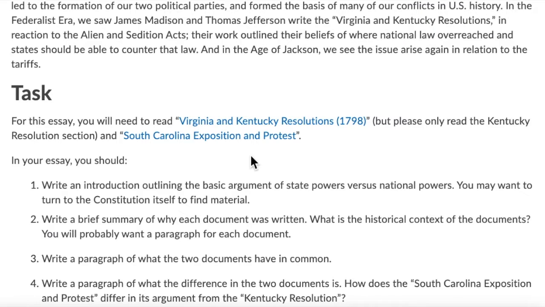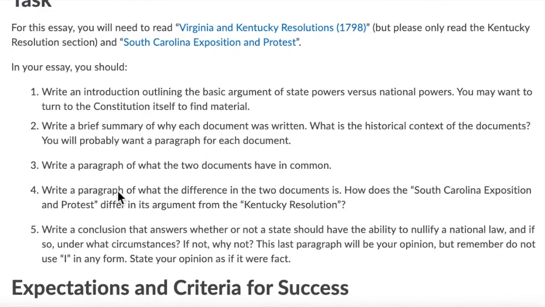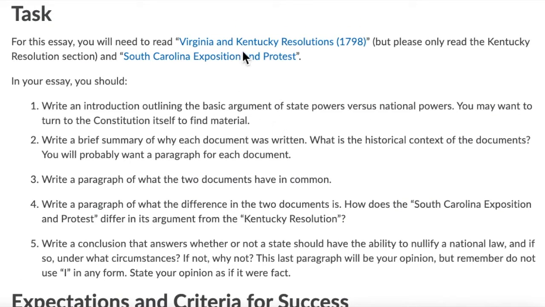So, in your essay, you should write an introduction outlining the basic argument of state powers versus national powers. Now, that means the argument of these two documents. You may want to turn to the Constitution itself to find material. Now, in some ways, these two documents agree with one another. That is, the people who wrote them wrote the same kind of argument in each. But in some ways, they're very different, and you need to try to explain what those ways are.